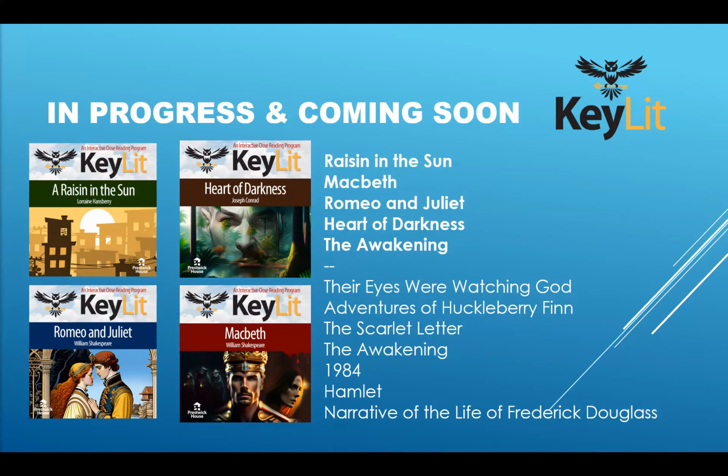I was just talking with a teacher earlier today who had a number of middle school recommendations that they're looking at. So the titles that are currently in production are Raisin in the Sun, Macbeth, Romeo and Juliet, Heart of Darkness, and The Awakening. All those titles should be available sometime throughout the course of the summer. We also have Their Eyes Were Watching God, Huck Finn, Scarlet Letter, and The Awakening. We have copies of those being written, and we'll be moving over into the technical material soon. And then we have 1984, Hamlet, and Frederick Douglass all in the wings.